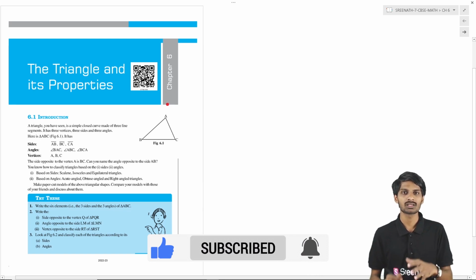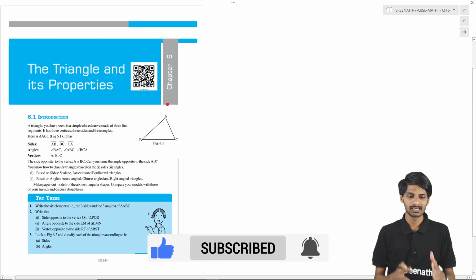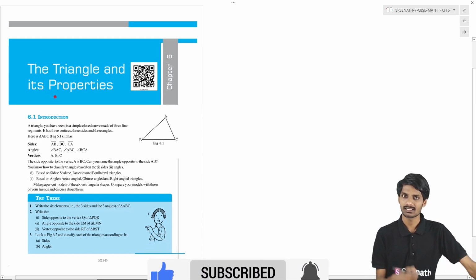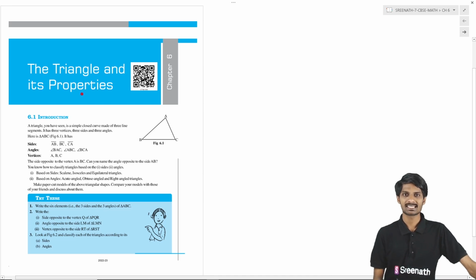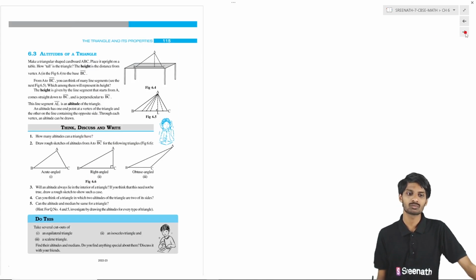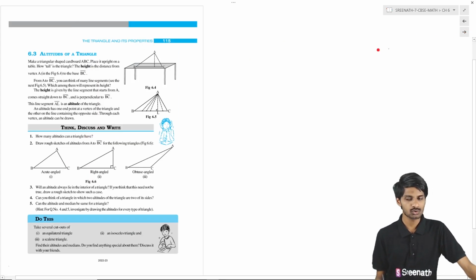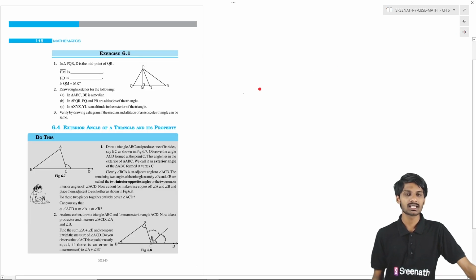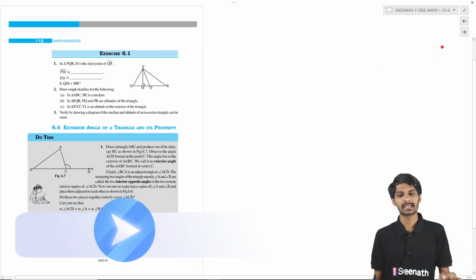Now we will see what are the concepts we are going to learn in this present chapter, the triangles and its properties. After that we will discuss each topic in detail, students. First, there is the introduction. After that, what are the medians of a triangle? We are going to learn about medians and altitudes of a triangle, and next is the exterior angle of a triangle and its property.